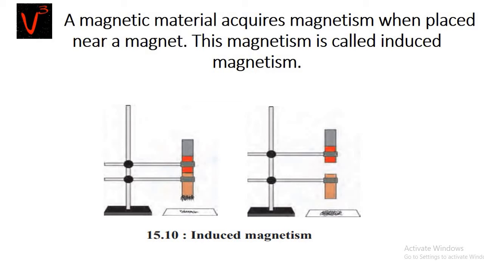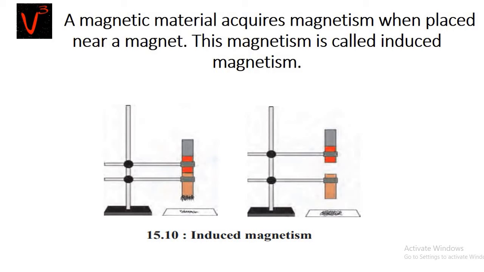What do you see? Iron filings stick to the iron bar when the magnet is near it and fall off as soon as the magnet is taken away. That is, the magnetism in the bar vanishes. This means that a magnetic material acquires magnetism when placed near a magnet. This magnetism is called induced magnetism.